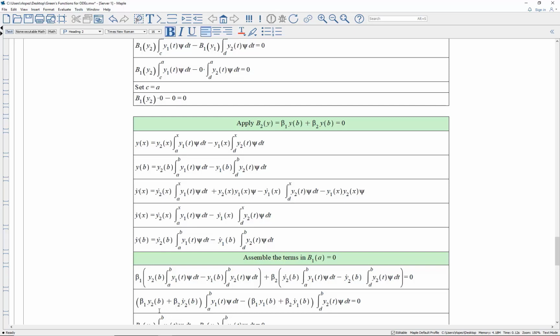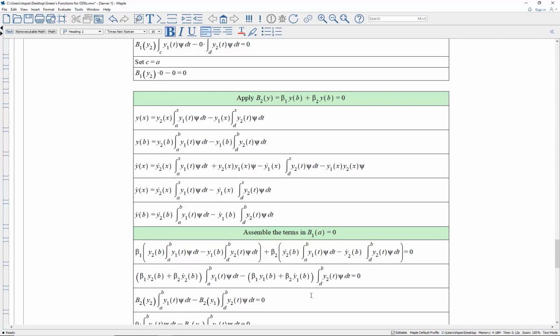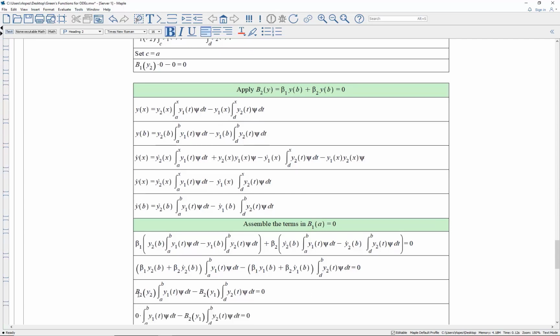This piece, beta 1, beta 2, y2, y2 prime. So this is b2 applied to y2, and here's the multiplying integral. And this is beta 1, beta 2. So this is b2 applied to y1. So it's b2 applied to y1 times this integral. But b2 applied to y2 is 0.